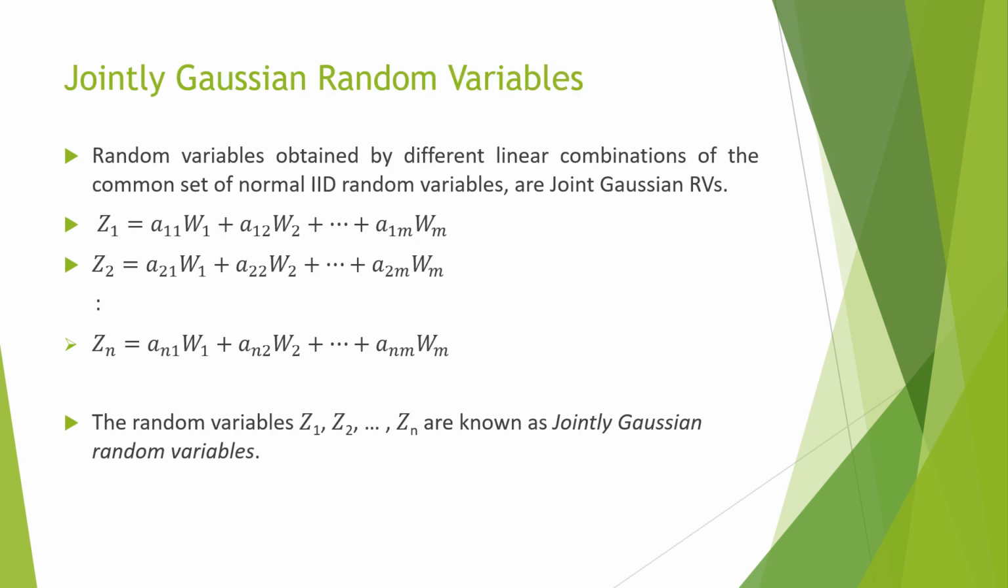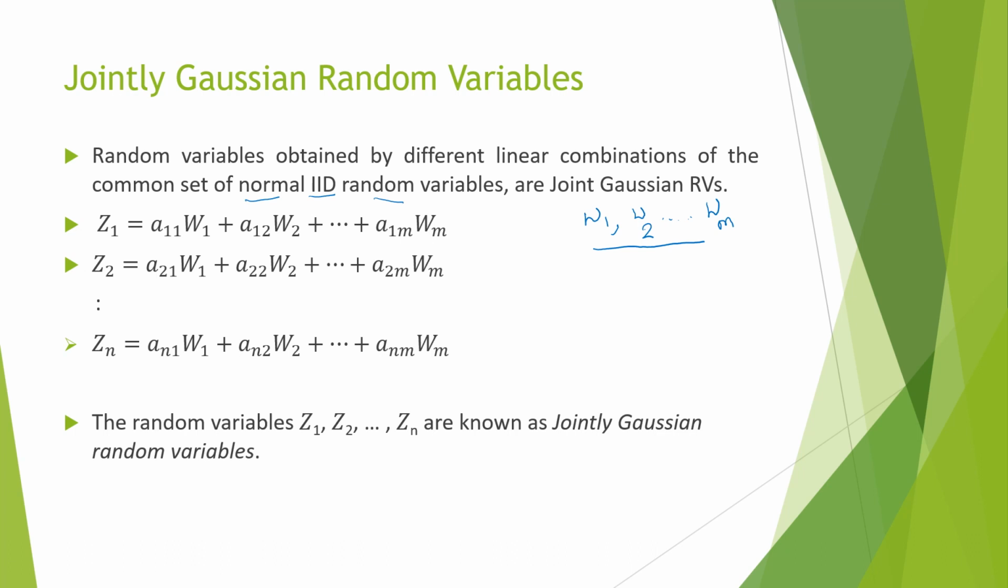For understanding Gaussian random process, we study jointly Gaussian random variables. Suppose I consider a set of random variables such as W1, W2, ..., Wm. These are assumed to be normal IID random variables. IID means independent and identically distributed random variables. It means the probability distribution function is similar for each trial of the experiment.